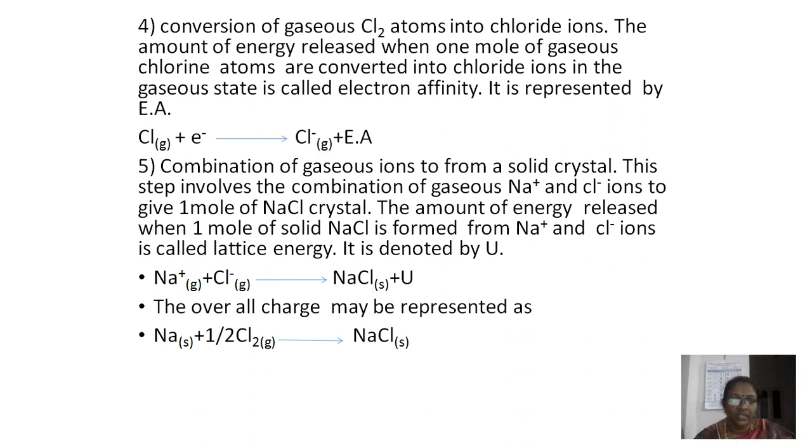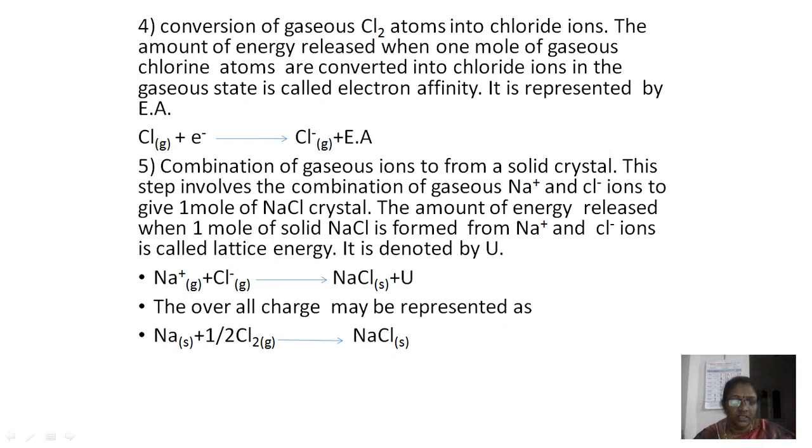So the amount of energy released when 1 mole of gaseous chlorine atoms are converted into chloride ions in gaseous state, that energy is called electron affinity. So here one chlorine attracts an electron and is converted into Cl minus ion by releasing an energy known as electron affinity.